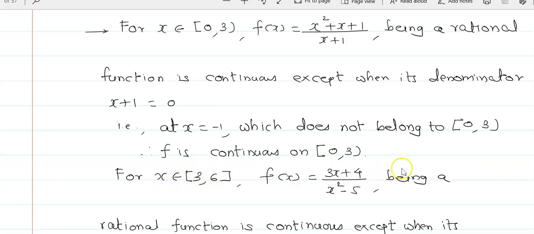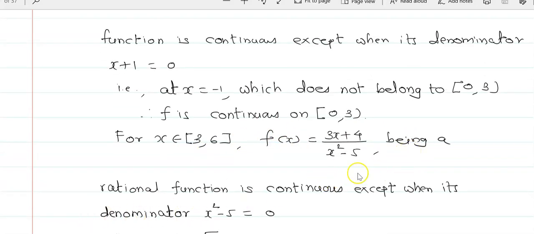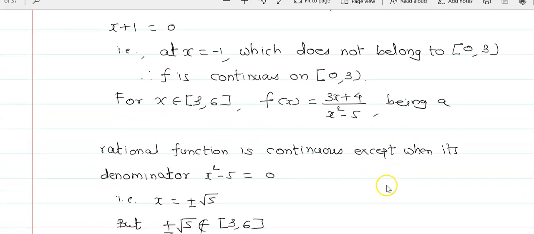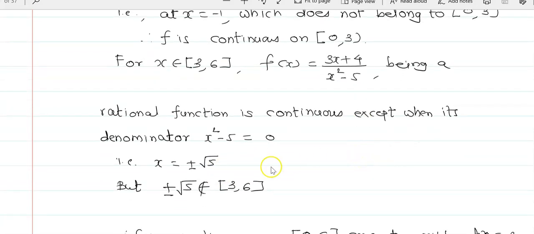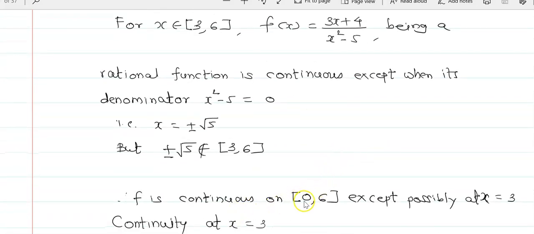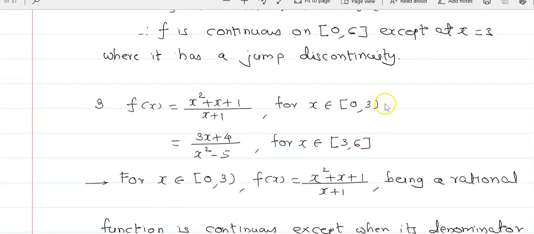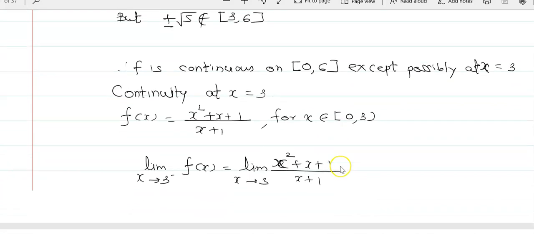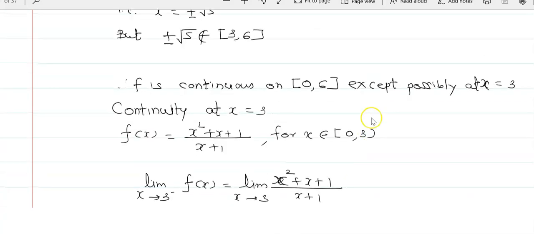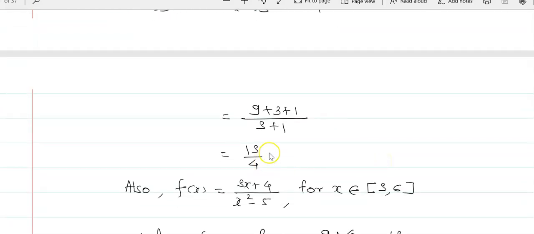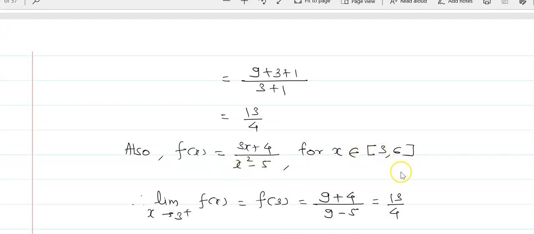Again, x belongs to 3 to 6. This is the function. It is a rational function, continuous. And it will be discontinuous if x square minus 5 is equal to 0, that is, x equals plus or minus root of 5, where root of 5 does not belong to 3 to 6. Therefore, f is continuous on 0 to 6 except possibly at x equals 3. Therefore, we will check the continuity at x equals 3, and we take the left hand side limit and right hand side limit. X square plus x plus 1 upon x plus 1, which is 13 by 4. Its value is also 13 by 4.